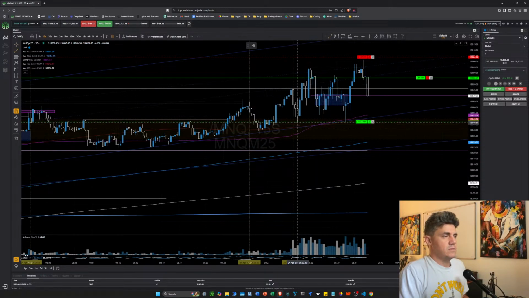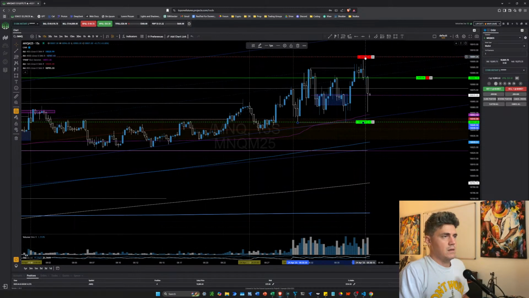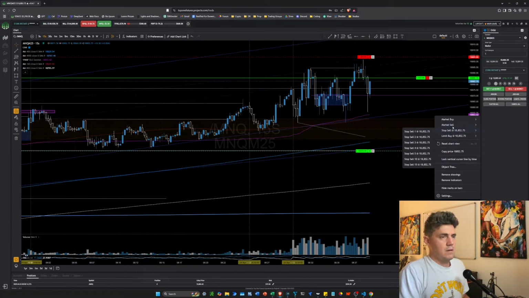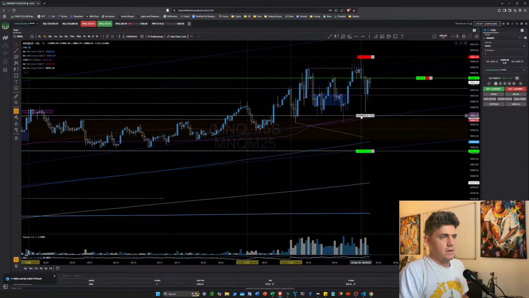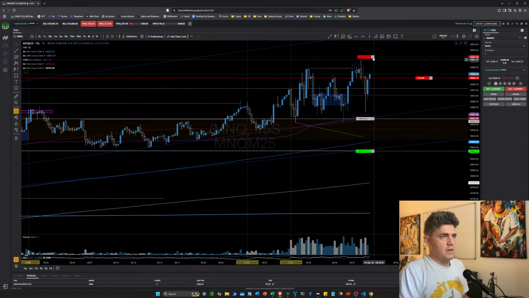Relative equal lows. I actually like this as my target. Stop doing that. Buy limit 1 here. Sorry, new platform. New day opening gap. Oh man, that's dirty.